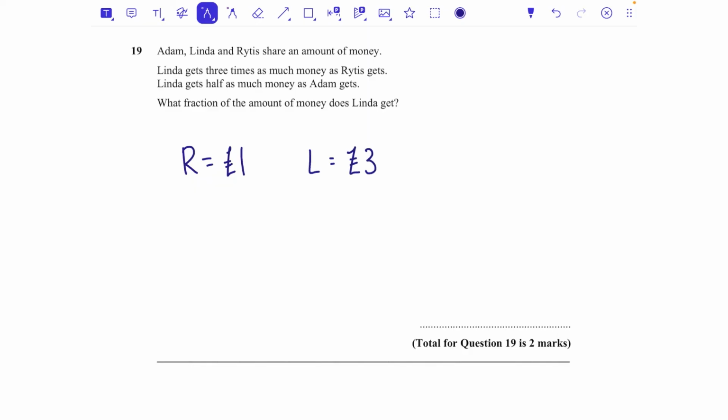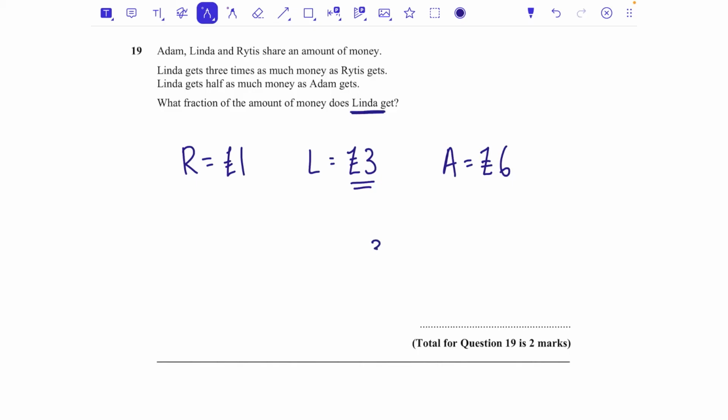Linda gets half as much as Adam gets. So 3 is half of what Adam gets, so Adam must get £6. Now they might not be their amount of money, but because it says what fraction of the amount does Linda get, it doesn't really matter. We could have given Ritis £10, and we could have given Linda £30, and we could have given Adam £60. It doesn't matter, because what we're about to do now is say, well, what fraction does Linda get?